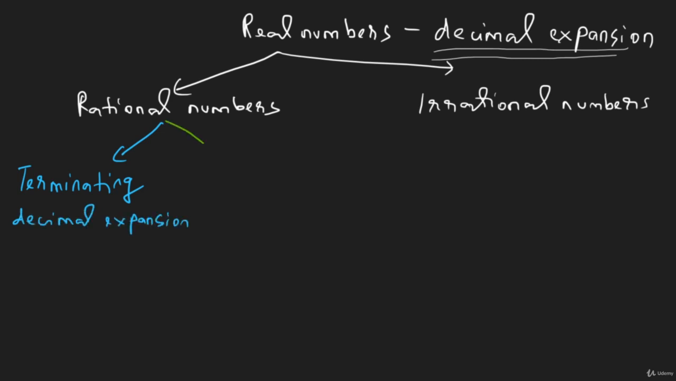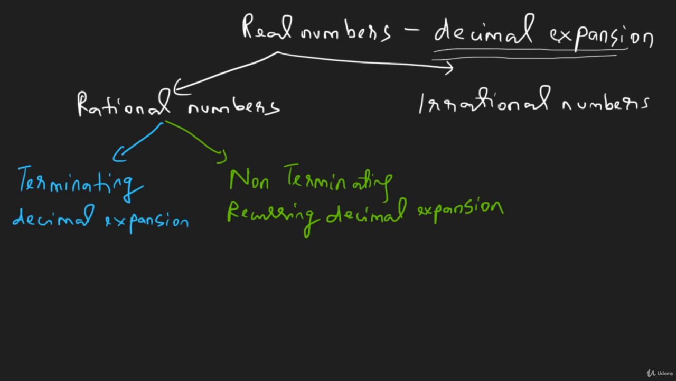or a non-terminating recurring decimal expansion. Now, what do I mean with this? Let's try to understand this. Well, let's start with this one, a terminating decimal expansion. Say you have the rational number 3 by 4. If you divide 3 by 4, you will get 0.75.